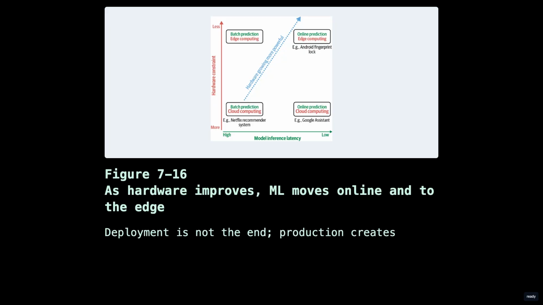Getting a model into production is only the beginning of the operational work. After release, the real question becomes whether the model keeps behaving well as data changes, traffic grows, and failures appear in the system around it.